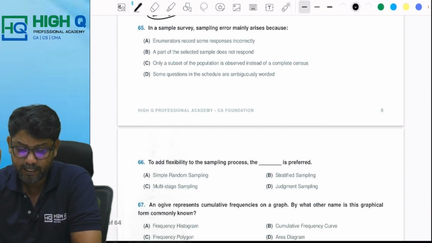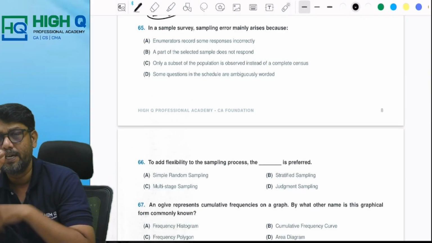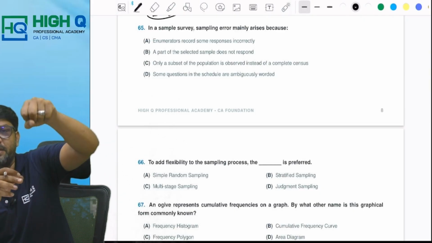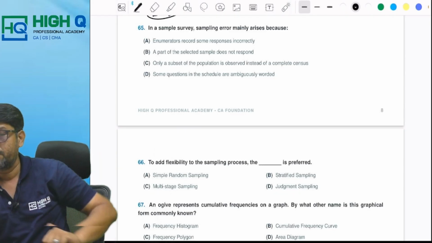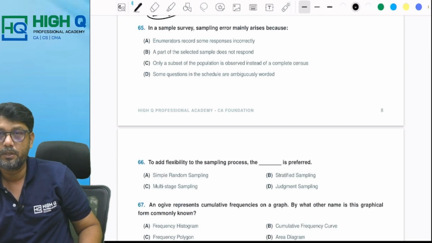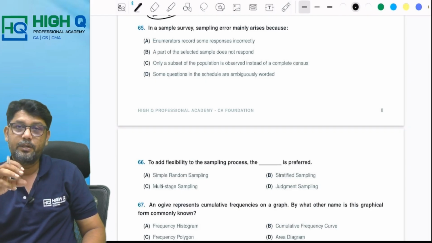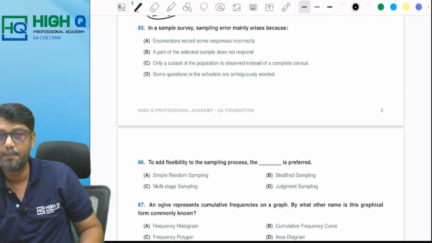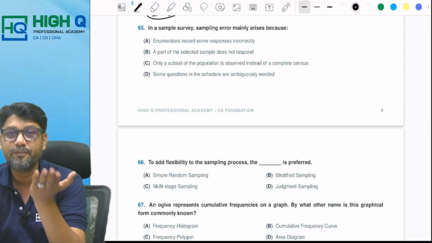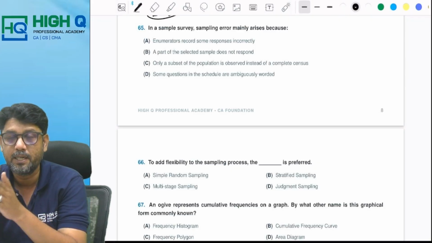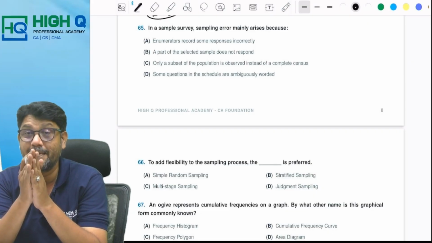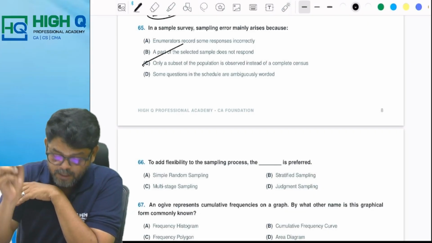Next. In a sample survey, sampling error mainly arises because... What does sampling error mean, my dear? For example, you are finding the mean of a population. And after that, you are taking samples. When you take the samples, you are finding the mean again. Now, with this sample, there will be some difference between the original population mean and the sample mean. That is what sampling error is.